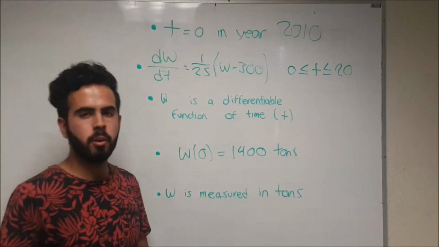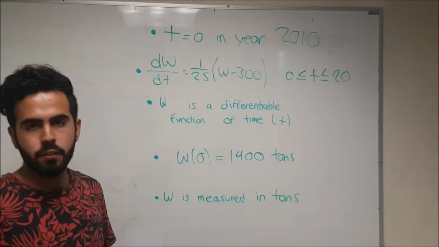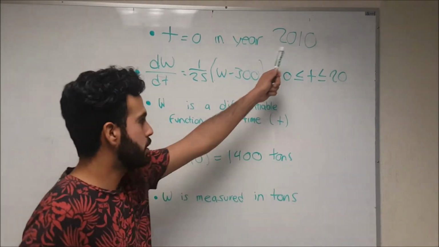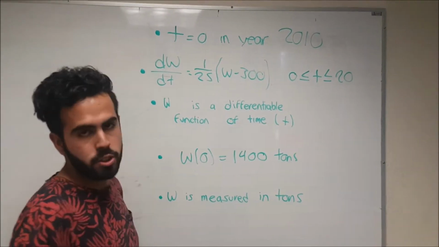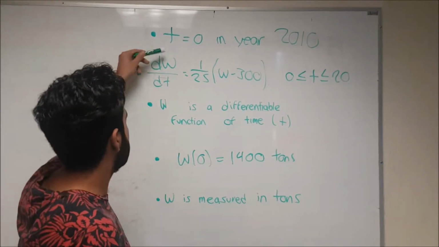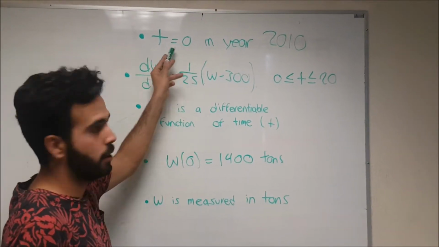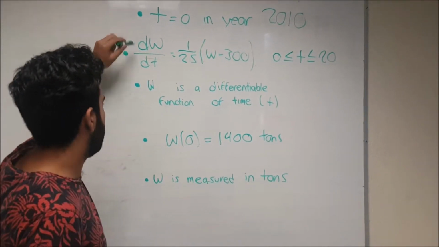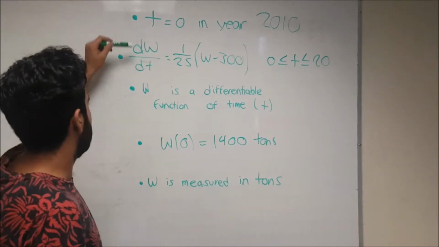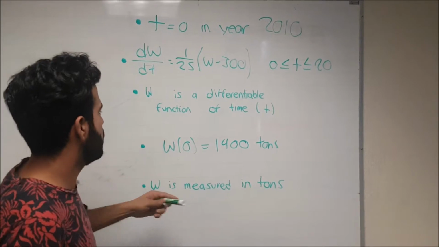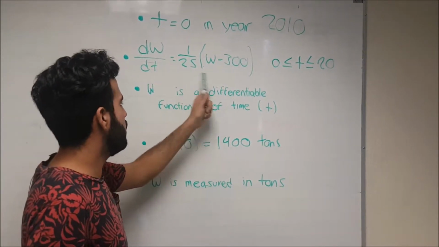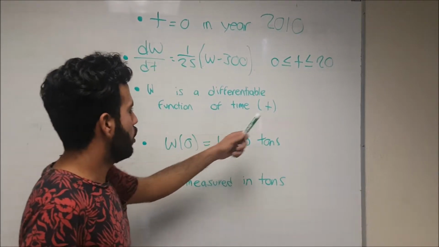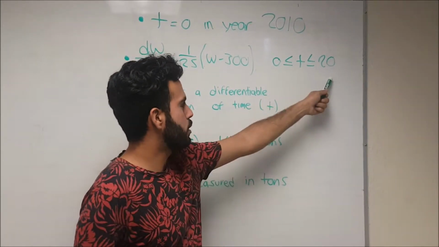In this case, we got problem number 5. It says the following. There's a landfill that starts in year 2010, which makes time equals 0. This is when time equals 0. And they give us the derivative of a function W, dW over dt, which is 1 over 25 times W minus 300. This function applies when t is from 0 to 20.